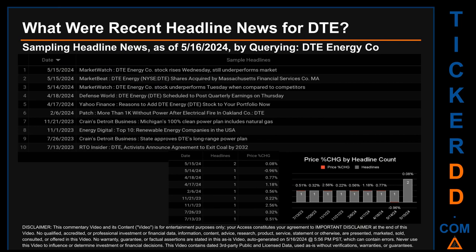The latest publication was Wednesday, May 15, 2024, when there were 2 found headlines. MarketWatch published the headline that read, DTE Energy Company stock rises Wednesday, still underperforms market. MarketBeat published the headline that read, DTE Energy, NYSE: DTE, shares acquired by Massachusetts Financial Services Company MA.